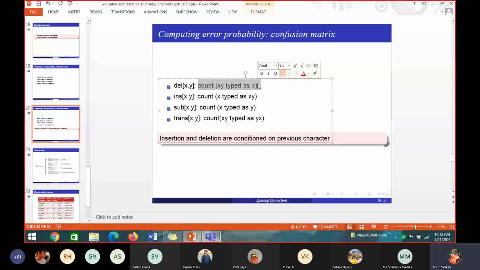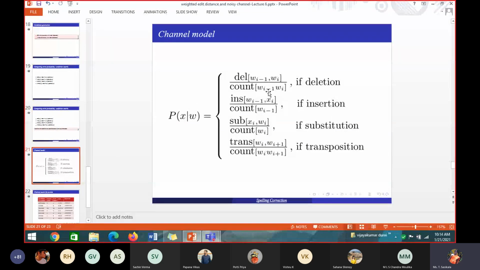XY means 2 characters. Count that, and WI means the corresponding character. In XY, what is WI minus 1 and what is WI? Which character represents WI minus 1 and which character represents WI? X is WI minus 1, and Y is WI. So count how many times XY occurs.